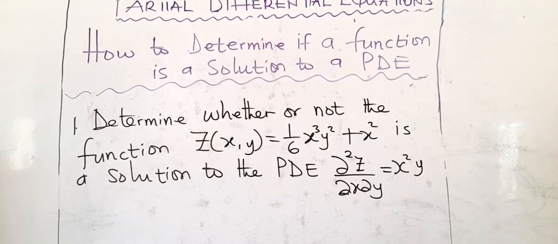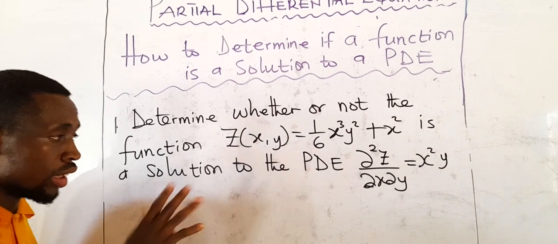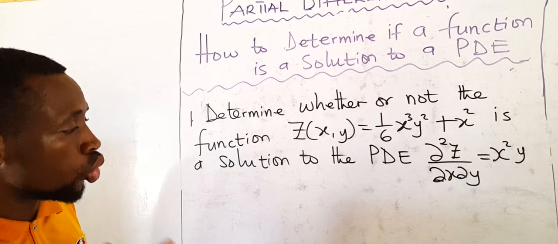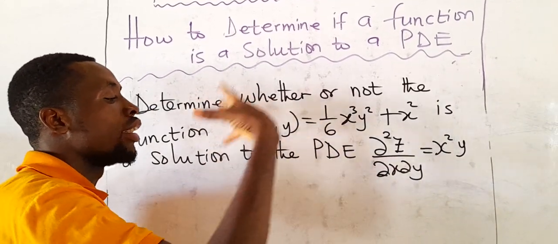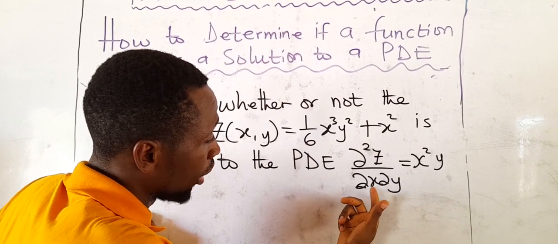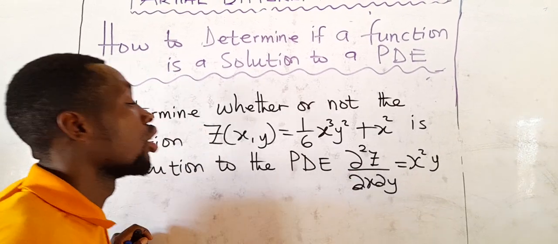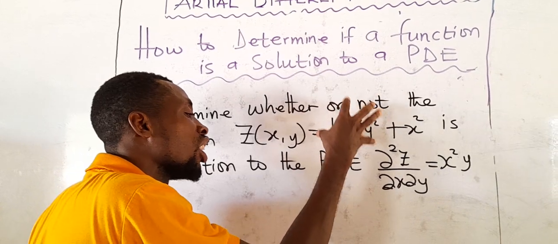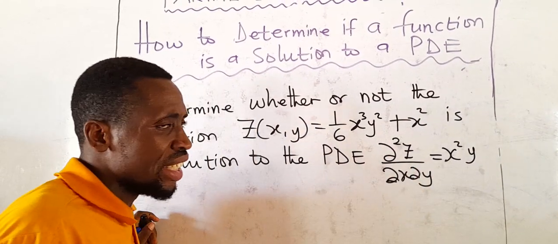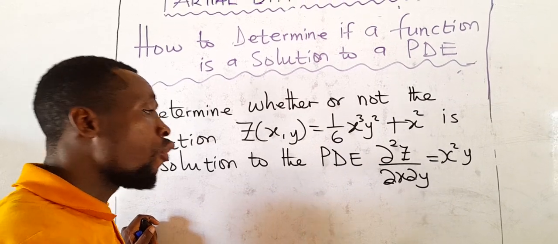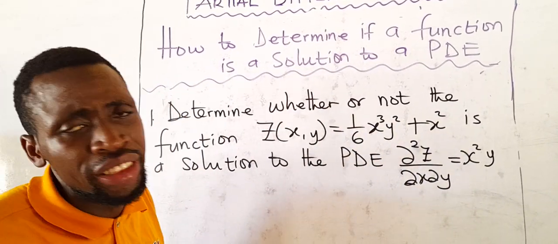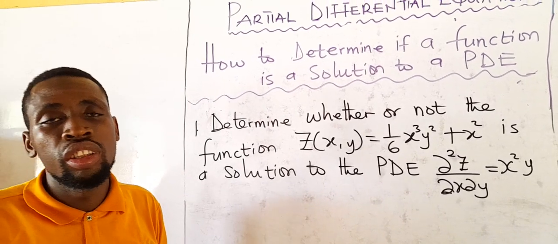So come with me. One way of determining it is that anytime you are asked to determine if a function is a solution to a PDE, what we need to do is check the PDE and see the partial differentiation that happens. So look at this. That means z is differentiated with respect to x, then with respect to y. So check that first. After that, you need to differentiate the function in relation to how it was differentiated in the PDE. Substituting into the PDE, if both sides of the equation are the same, then we say that function is a solution to the PDE. If it is not, then we say it is not a solution. That's how we go about it.